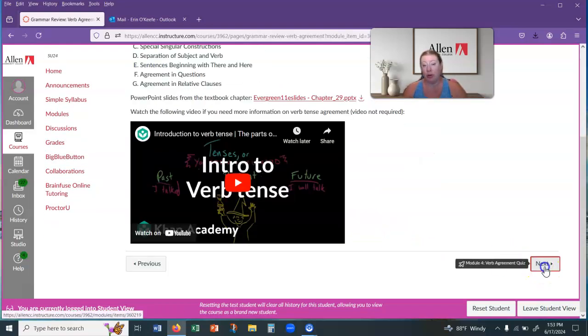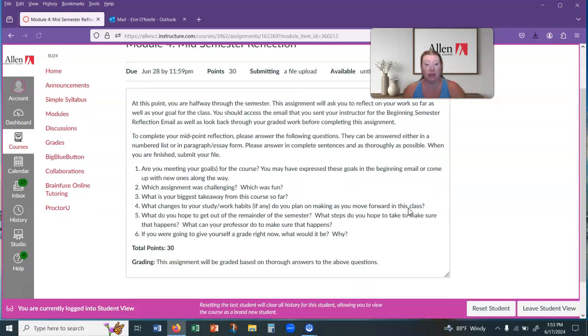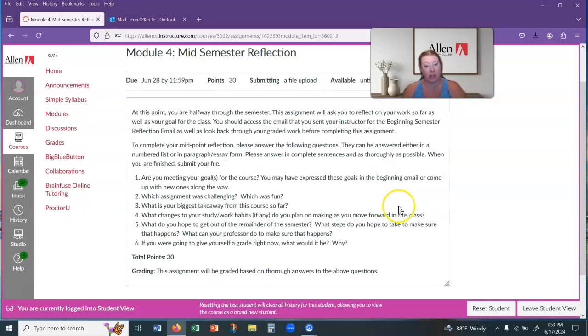Grammar review will be verb agreement, and take that quiz. The last thing that you'll do in the unit is to write your midpoint reflection. We're at mid-semester, and you're just going to answer the questions. For the mid-semester reflection, some students choose to write it out as a paragraph, kind of essay form, and some students just answer the questions. As long as you're writing in complete sentences, I don't care which one. If you want to number them, that's fine.